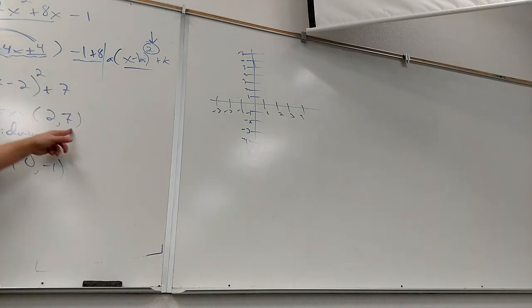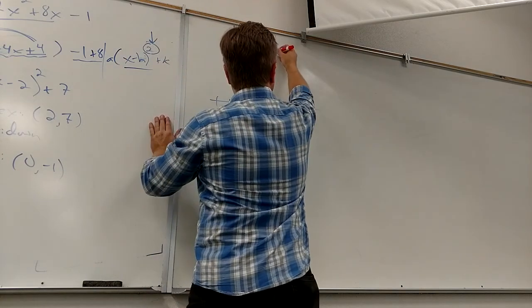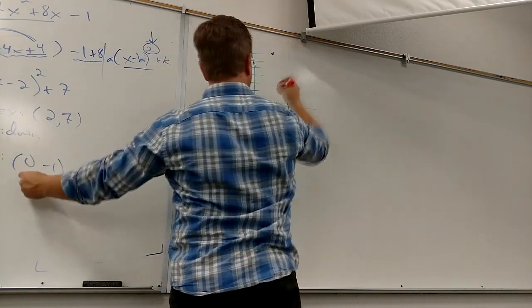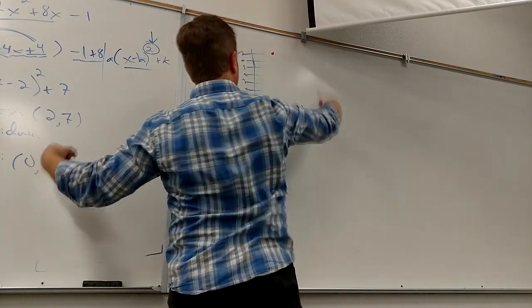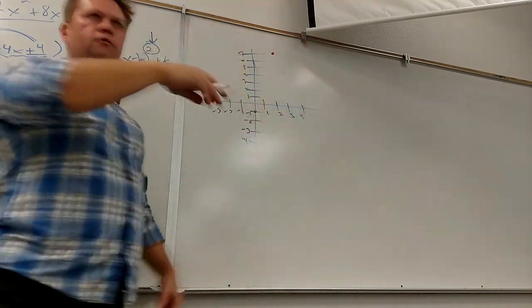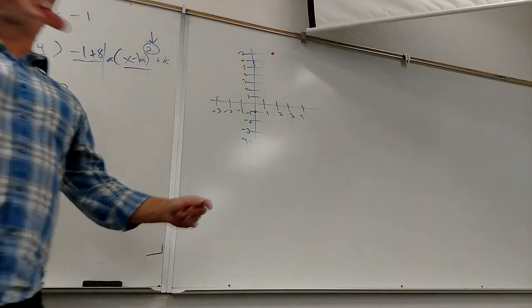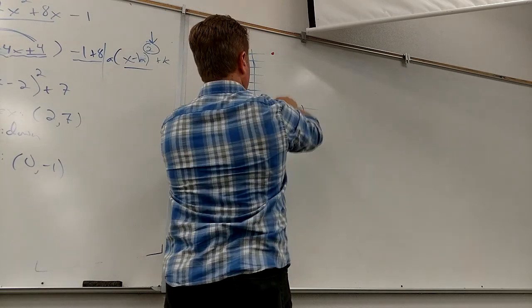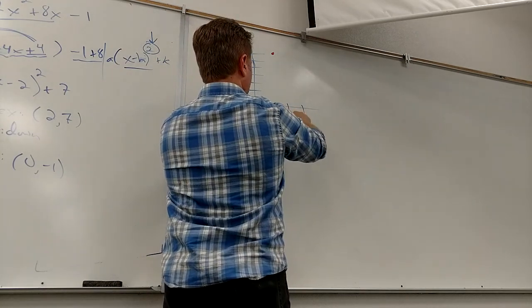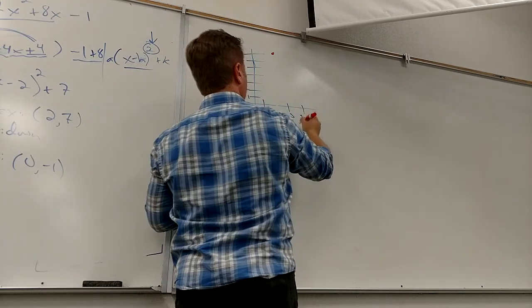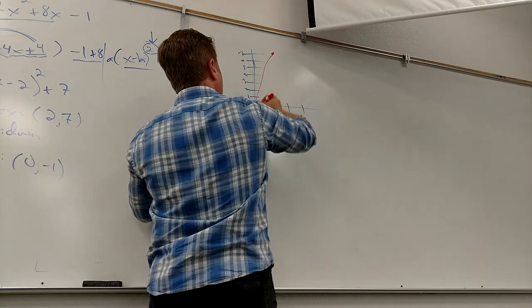So the vertex is at 2, 7. The y-intercept is 0, -1, which makes sense because it's supposed to open down. So this is good so far. Where's the third point? It's got to be equidistant, so it's going to be 4, -1. And then you just connect.